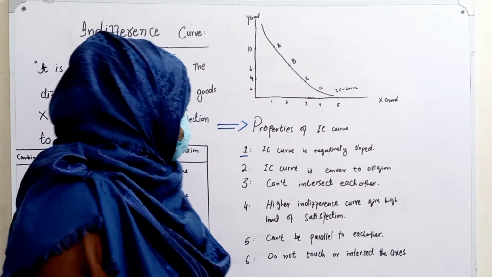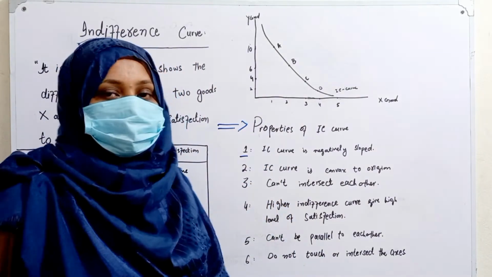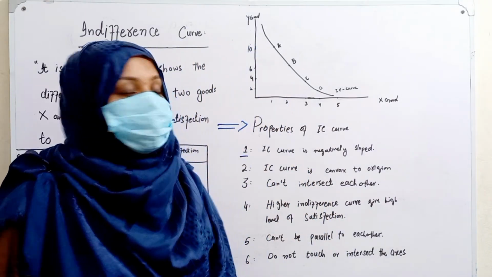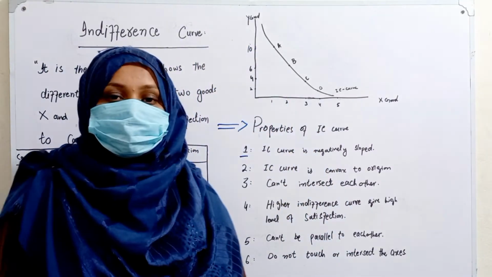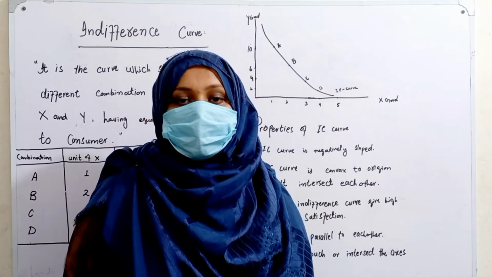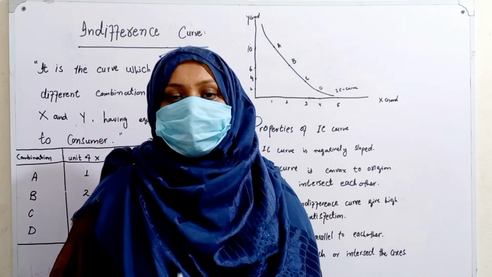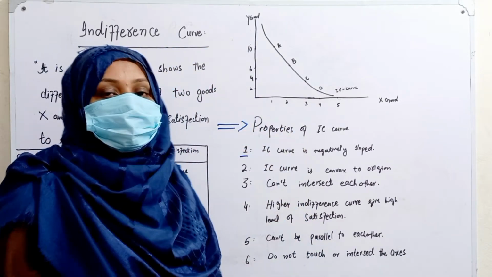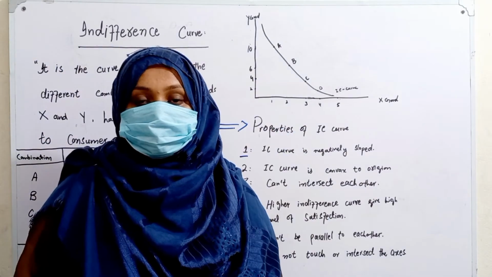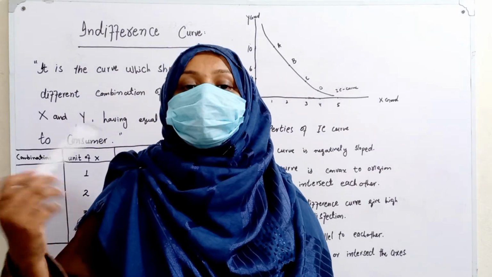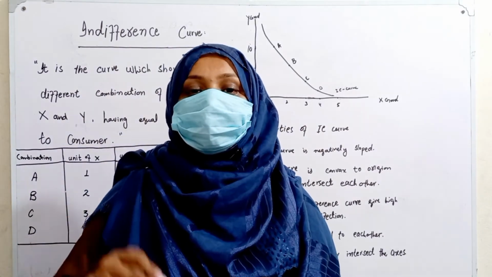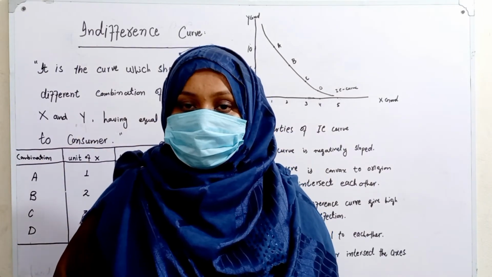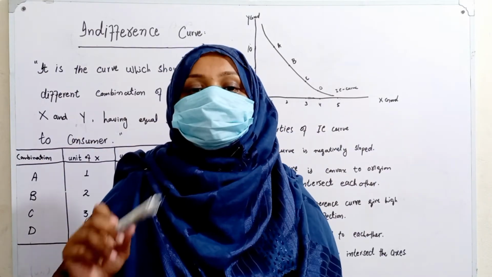Number one is the indifference curve is negatively sloped. Why is the indifference curve negatively sloped? Because here we can see in this diagram we have two goods, Y good and X good. If a consumer wants to purchase some more units of Y good, then he has to sacrifice some units of X good. If he wants more units of X good, then he has to sacrifice some units of Y good. That's why the indifference curve is negatively sloped.